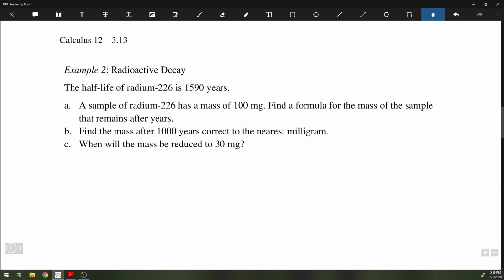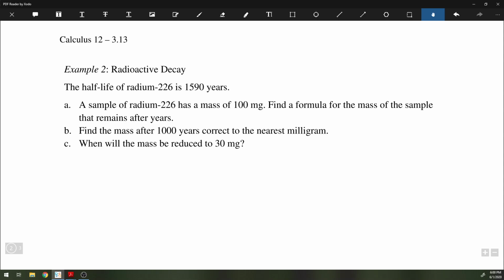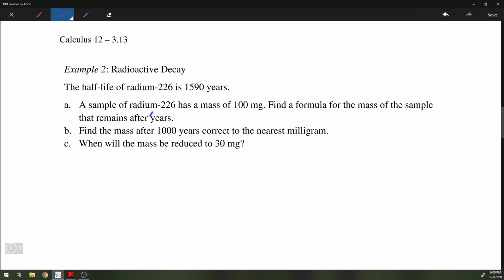Okay. So now that we've done an exponential growth question, let's look at a decay question. The half-life of radium-226 is 1,590 years. A sample of radium-226 has a mass of 100 milligrams. Find the formula for the mass of the sample that remains after t years. Find the mass after 1,000 years, correct to the nearest milligram, and then find when the mass would be reduced to 30 milligrams.